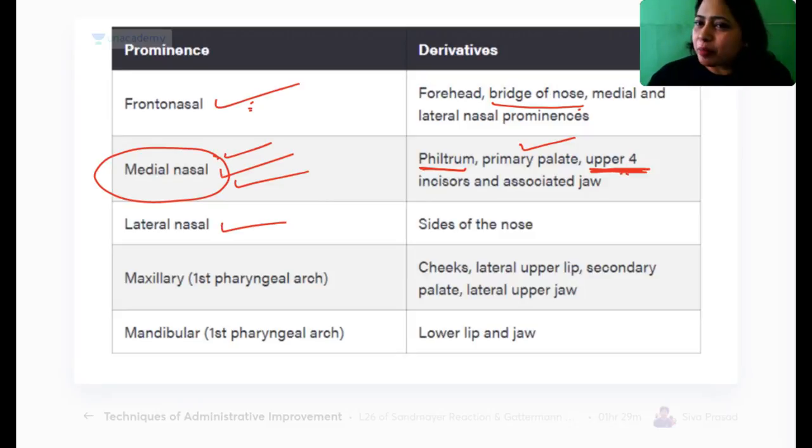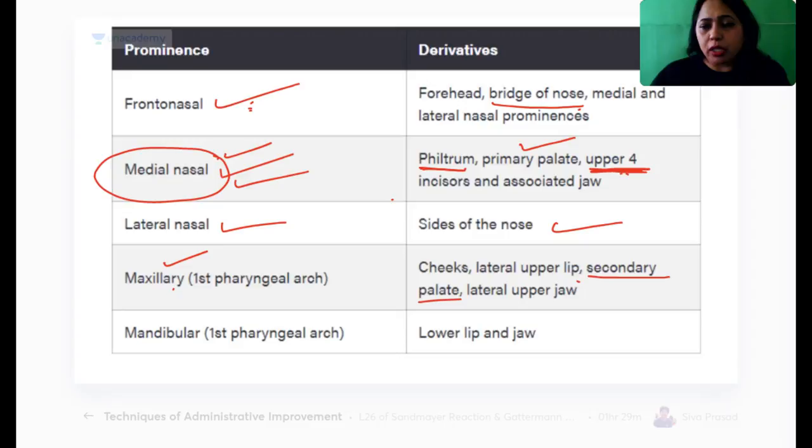Then there is lateral nasal process that gives rise to the sides of the nose. Then you have maxillary that gives rise to the secondary palate, very important. Primary and secondary palate development is very, very important. So maxillary process will give rise to secondary, the medial nasal will give rise to primary.